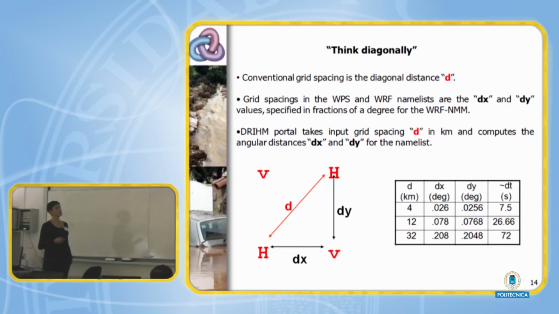So if you choose grid spacing in preprocessing and the WRF namelist, that is dx and dy, specified in fractions of a degree for the WRF NMM, which is not very common. But if you use the DRIHM portal, it will take care of that. You input the grid spacing D in kilometers, and the DRIHM portal will compute the angular distances dx and dy for the namelist that you need for running preprocessing as well as the model.